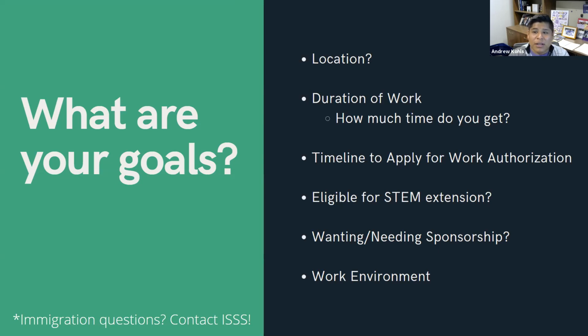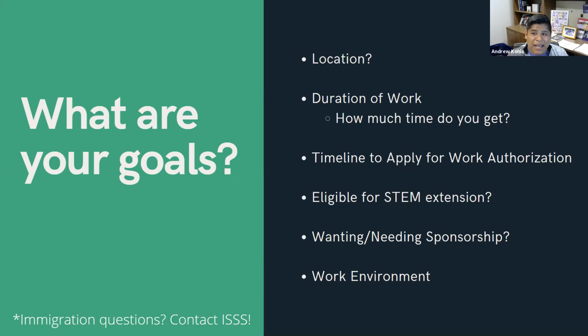Duration of work. I think it's important to understand how soon I need to be applying in order to start a job at a certain time, or how much time you get. Do you know if you are only eligible for that one year, or do you have more time because of what you're studying, or because of any other type of sponsorship that a company may be willing to do? How much time do you have to work with authorization or with sponsorship in the future?